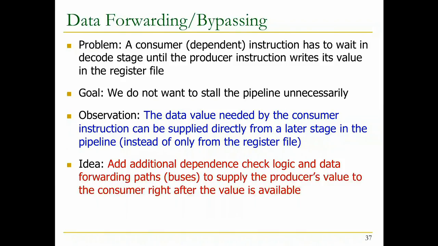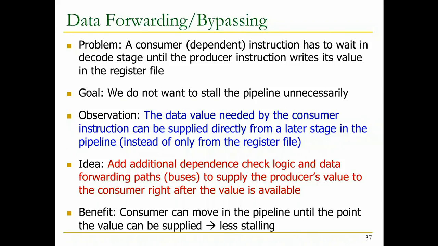And basically the idea is to add additional dependence check logic and data forwarding paths to supply the producer's value to the consumer right after the value is available. The benefits: the consumer can move in the pipeline until the point the value can be supplied. Less stalling. So you don't need to wait until the value is written into the register file.